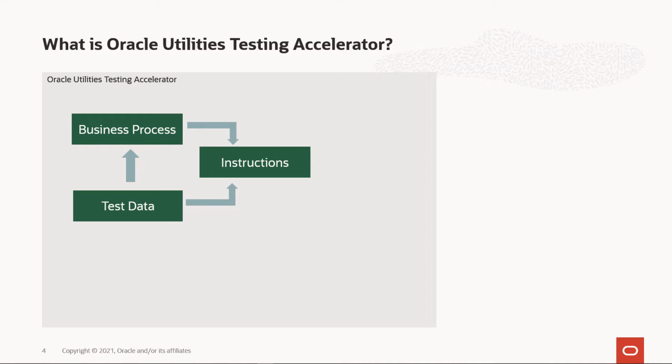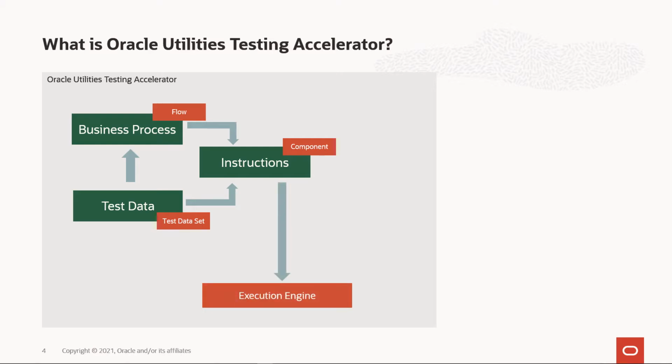From a UTA point of view, these assets are represented by flows, components, and test data sets, respectively, with test datasets being available at both the component and flow levels. Once these assets are ready, they are sent to the execution engine to run the tests. The engine sends the test to the testing API, which is installed on the target environment.